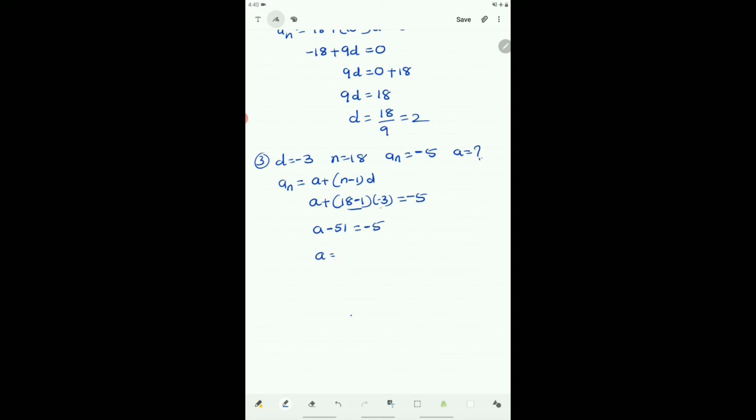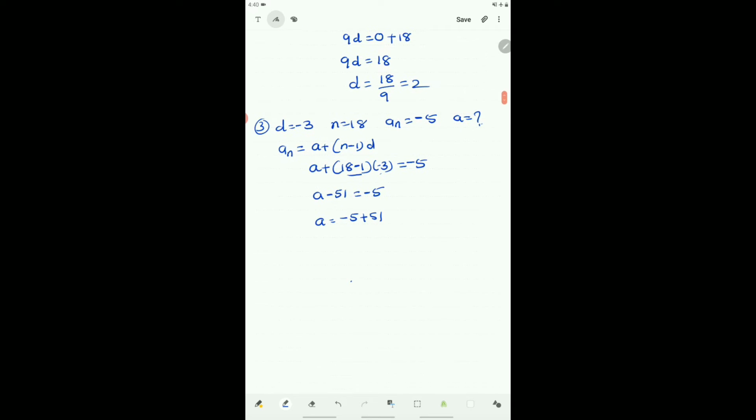Then A is equal to minus 5 plus 51. If 51 is transferred to the RHS, it becomes plus 51. So A is equal to 51 minus 5, that is 46. So the value of A is 46.